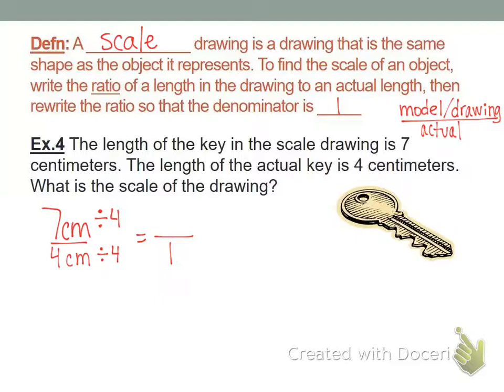7 divided by 4, 1.75 centimeters. So 1.75 centimeters in the drawing represents 1 centimeter in real life. So did they make their picture bigger or smaller than the actual item? Bigger.